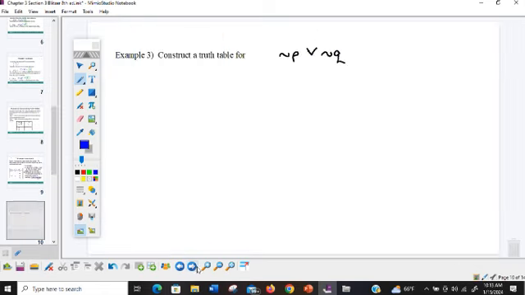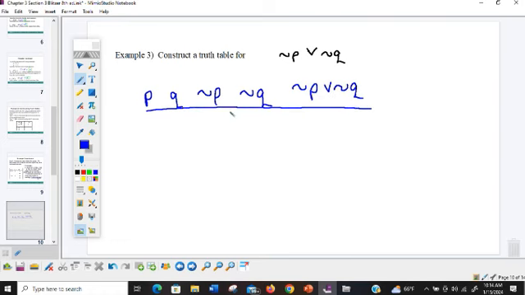Let's look at another one. On this one, they didn't have it in the slides, so y'all are going to have to put up with my bad handwriting. I always start with P and Q, okay? So I need a P, I need a Q. I also need a not P, and I need a not Q. So far I've got 4 columns. Then I want to do not P or not Q.